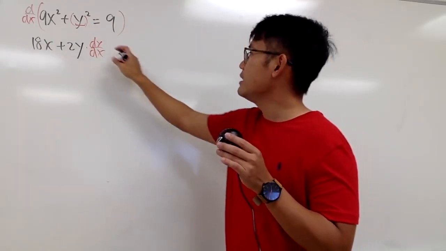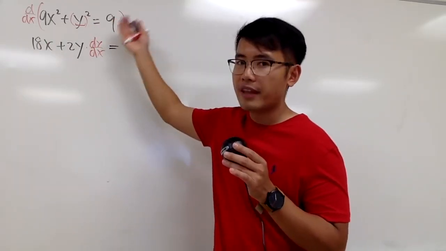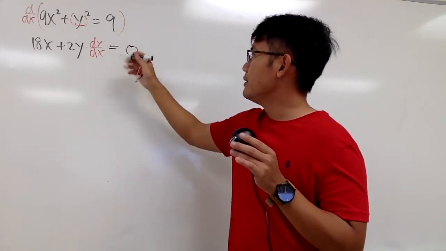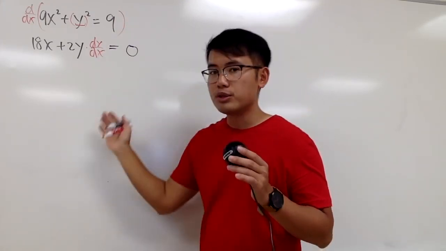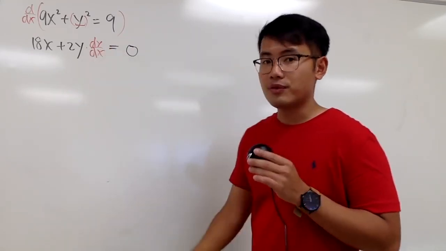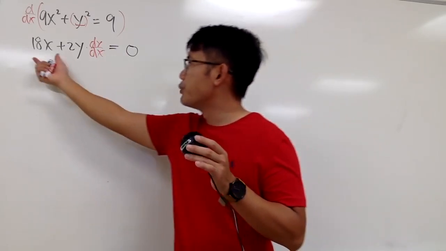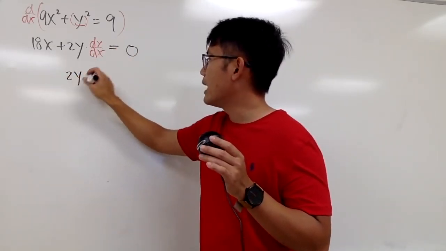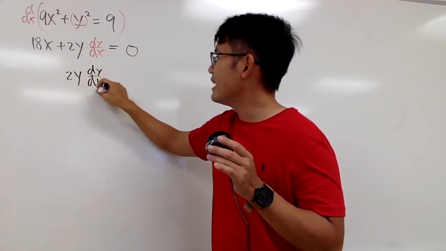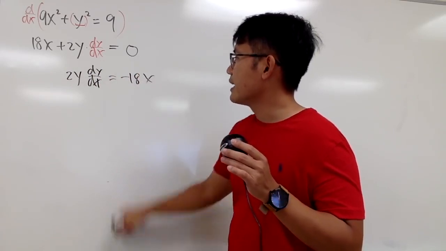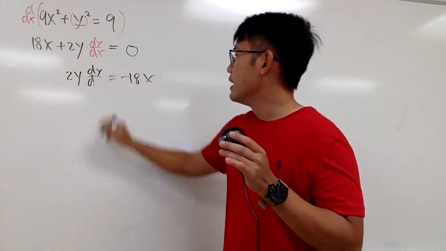And for the right-hand side, we take the derivative of 9. And this is just a constant, so we get 0 for that. And this is pretty much it for the first derivative. And we can just isolate the dy/dx from here, right? Now let's bring the 18x to the other side. So we have 2y dy/dx being equal to negative 18x, like this.